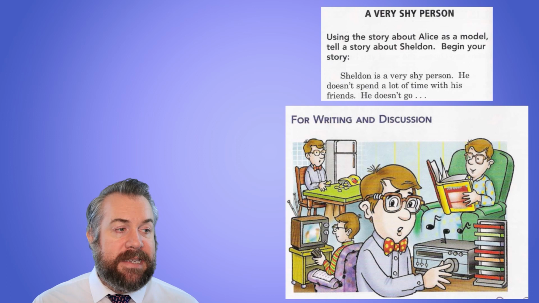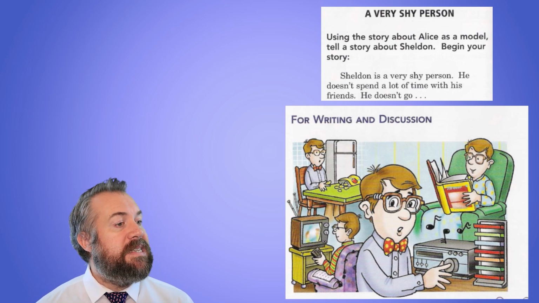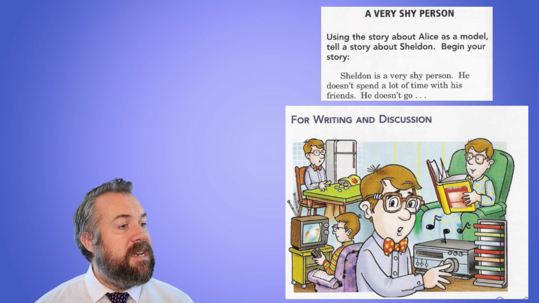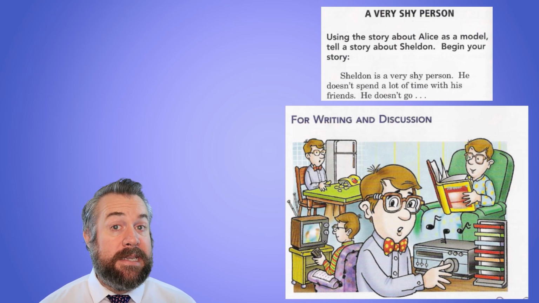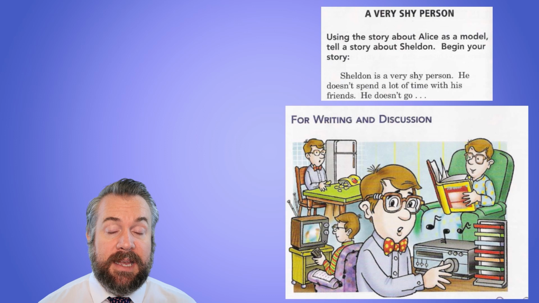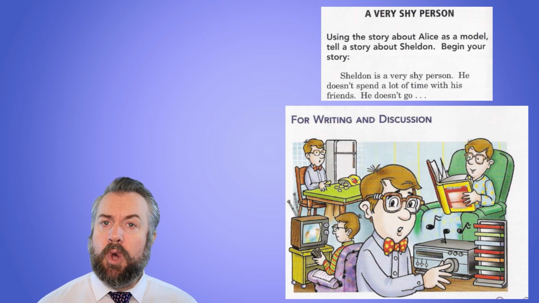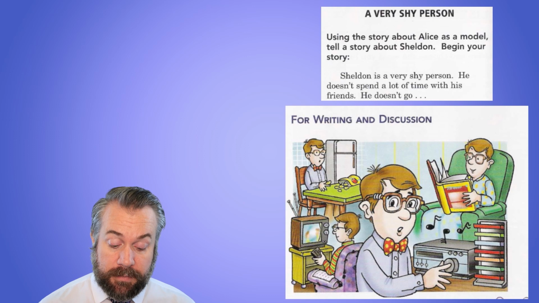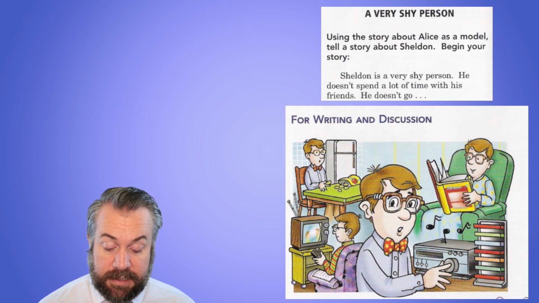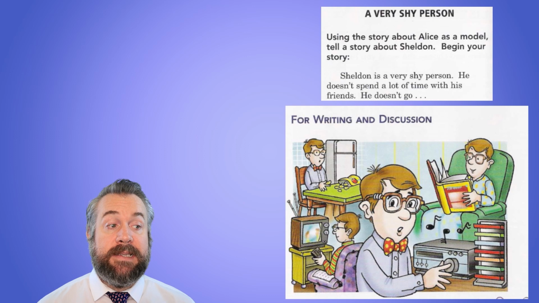So the beginning is given for you. Sheldon is a very shy person. He doesn't spend a lot of time with his friends. So what doesn't he do? He doesn't go to parties, I think. He doesn't play sports with his friends. He doesn't go to concerts. Maybe he doesn't go to movies. Maybe he doesn't spend time with friends.